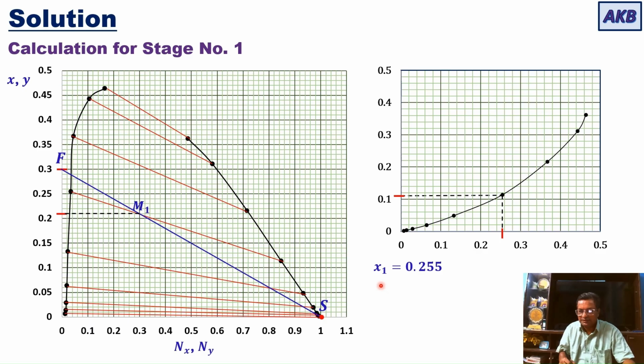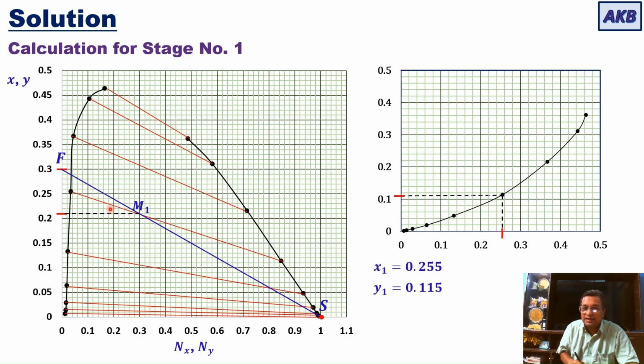X1, that is the raffinate composition, is 0.255 and the extract composition is 0.115. So a tie line with these endpoints will be a tie line that passes through M1, and which is my required tie line. Initially I had drawn it parallel to the closest given tie line, and then I have adjusted its position, because if I draw a tie line through M1 that is parallel to the closest given tie line, you can check it.